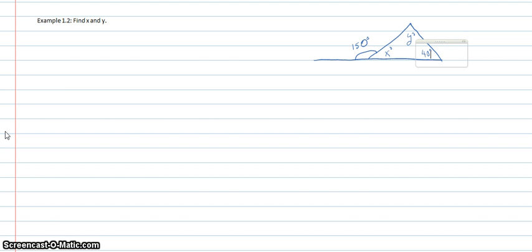In our second example in lesson 1, we are again missing x and y. So first I'm going to start by finding x. Because when I combine x with 150, those are supplementary angles, they should equal 180 degrees. So I'll have 150 plus x equal to 180 degrees. I'm going to subtract 150 on both sides. So x will equal 30 degrees.